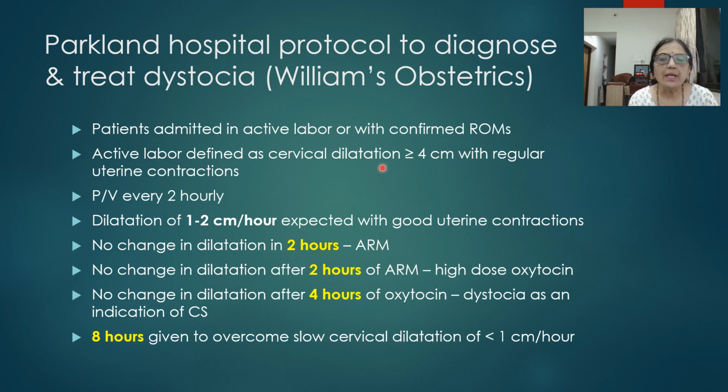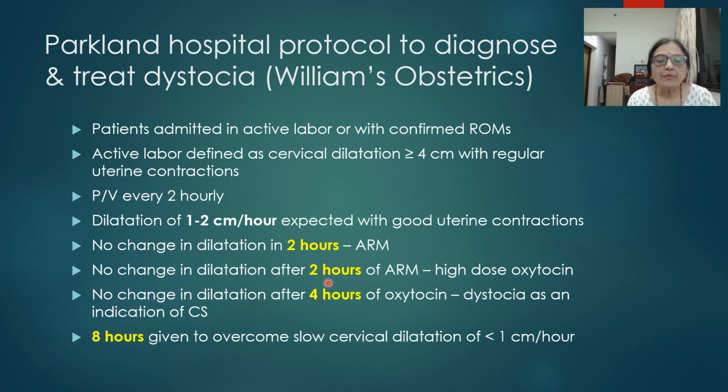Active labor is defined as dilatation of greater than or equal to 4 centimeters with regular uterine contractions. After hospitalization, per vaginal examination is done every 2 hours. Anytime dilatation is 1 to 2 centimeters per hour, it is considered normal, with good uterine contractions. If there is no change in dilatation in 2 hours, then artificial rupture of membranes is recommended.